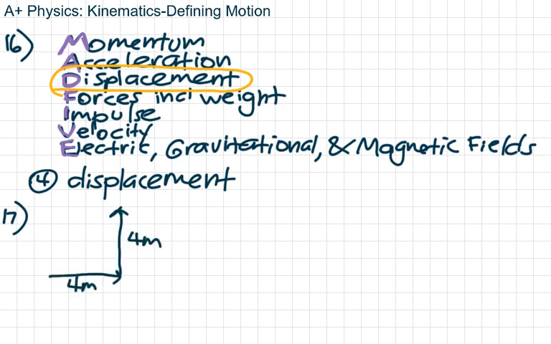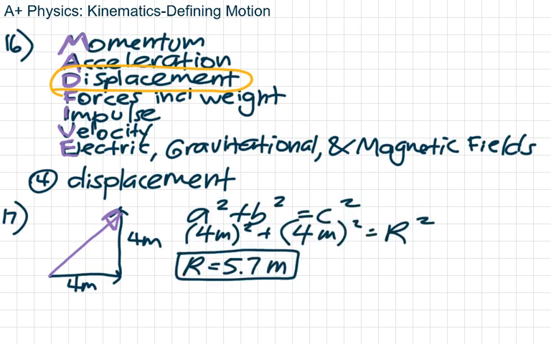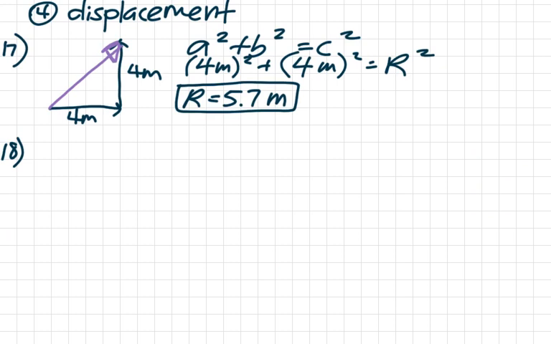4 meters east, 4 meters north, find the displacement. We've seen this type of problem before. Let's just bang it out and move on. Resultant displacement from start to finish, there it is. They're at right angles, so they want the magnitude of the displacement only. They don't want the angle. It's 5.7 meters. Next.